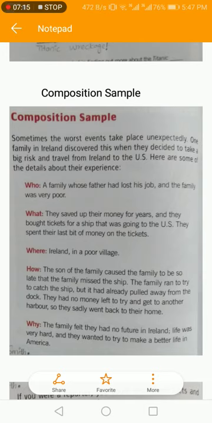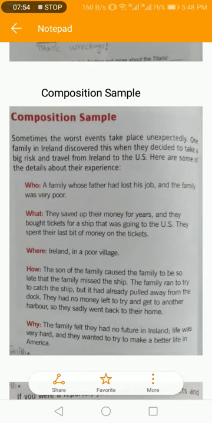So this is a report writing. We saw that sometimes in our life different events take place, and the worst event always takes place unexpectedly. For example, we have an example here that in Ireland there was a family and they decided to take a big risk and they started to travel from Ireland to the US. So here are some of the details about their experience.